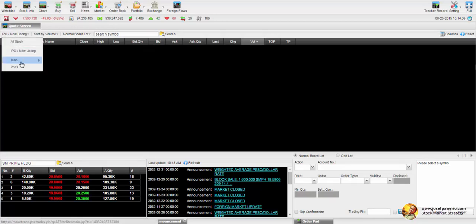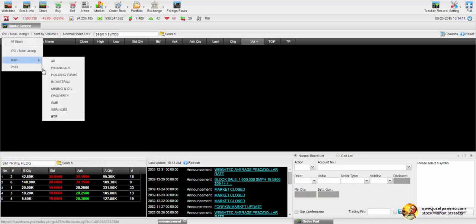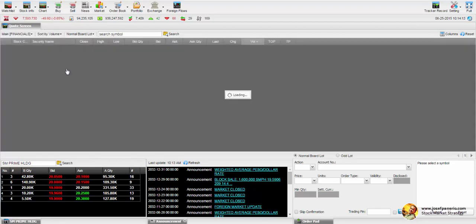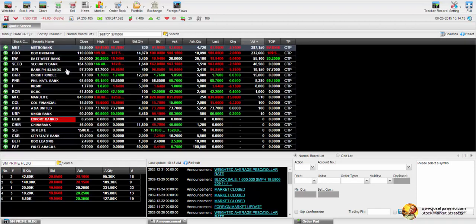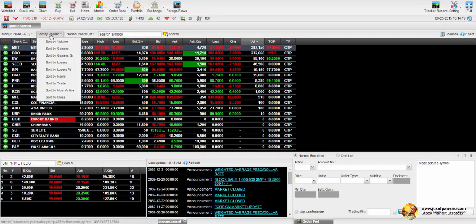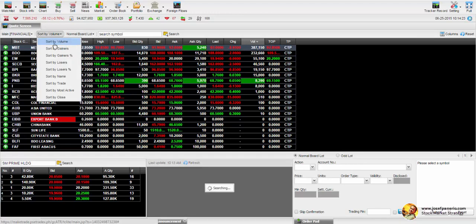And next, if you want to check only the financial sectors, okay, there you go. And if you want to sort it by volume for today, you just click the volume.